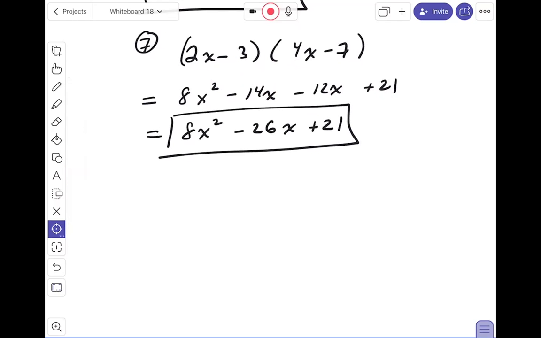It's important you start to realize this. The first term, super easy to get, 2x times 4x. The last term, super easy to get, minus 3 times minus 7. It's the middle term people struggle with. With practice, you're not going to struggle. Let's go to number 8.